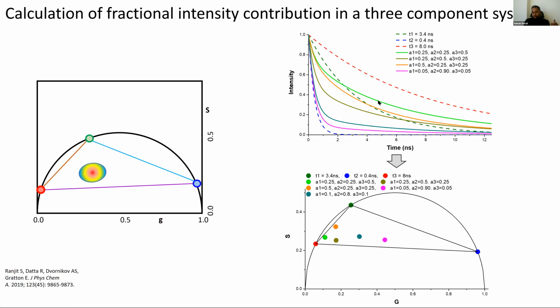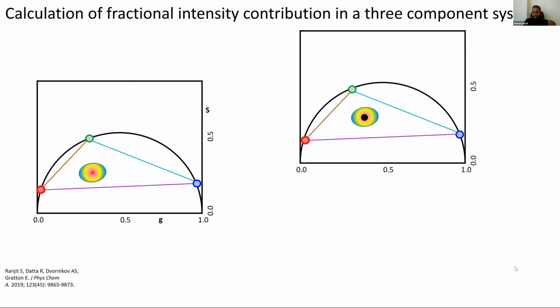This is again just to show calculated data of the three independent species, 8, 3.4, and 0.4, and different versions of this by adding differing amounts of each of them. And if you look at them, they are always within the system created by these three phasor points.